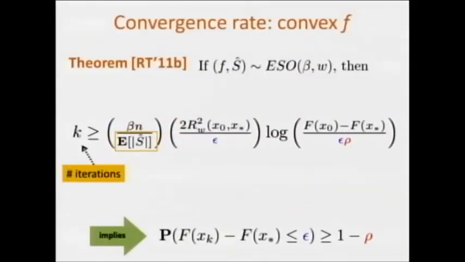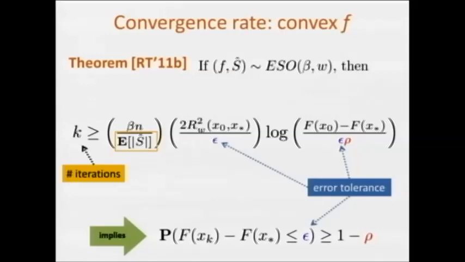All right. So now, here is one convergence result. So if this f and S hat satisfy this ESO for beta and w, now I didn't tell you how to compute beta and w. And if you don't know beta and w, you cannot run the method. I'll tell you later on how to compute beta and w. But if you have somehow magically computed beta and w, then you immediately have a convergence result.